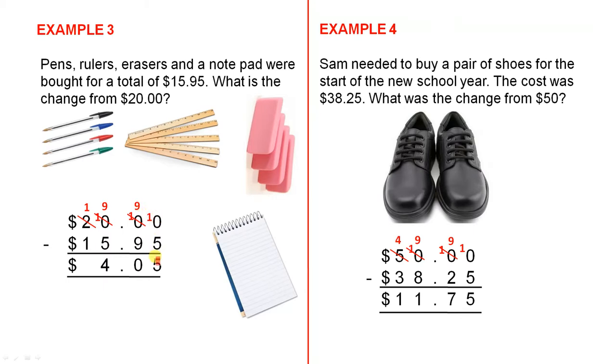10 take away 5 is 5. 9 take away 9 is 0. 9 take away 5 is 4. And 1 take away 1 is 0. So the change is $4.05.